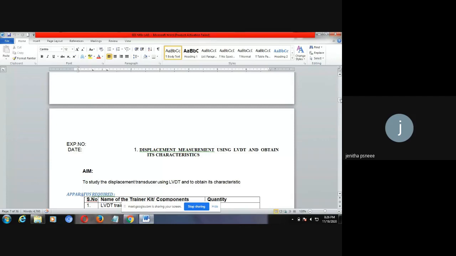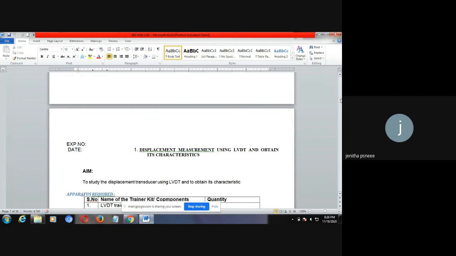In electrical measuring, you'll be studying how to measure energy. Energy will be measured using an energy meter, so that energy meter will be studied. And power measurement you'll be studying in the wattmeter case. By using the wattmeter method, you'll be studying how to measure power. And you'll be studying the measurement of iron loss. So this will be combined under electrical measuring quantity.